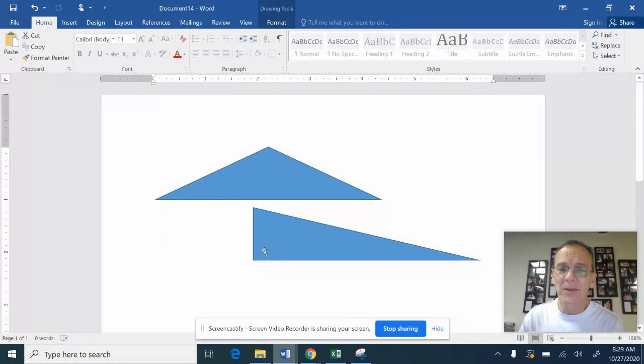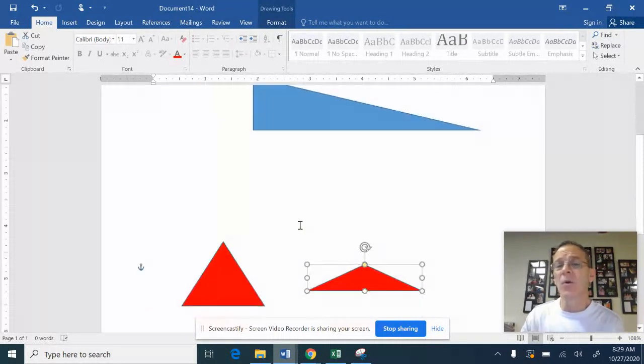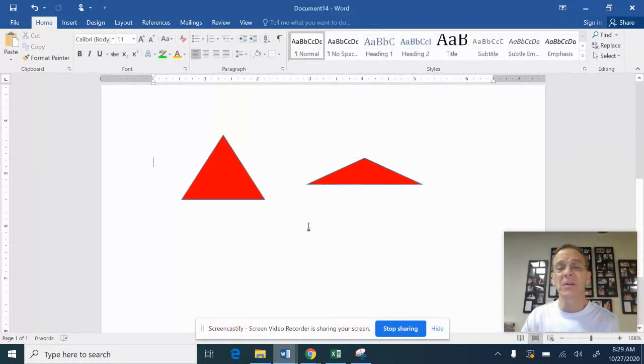But this triangle down here has got a right angle, clearly, or at least it appears to. This triangle clearly does not seem to have a right angle. Are these triangles congruent because they have the same area? Or what about these two triangles down here?